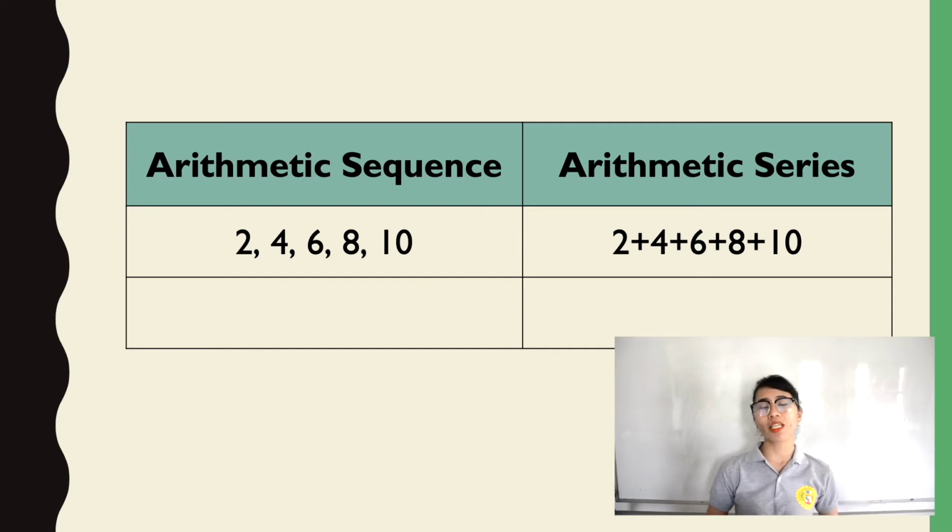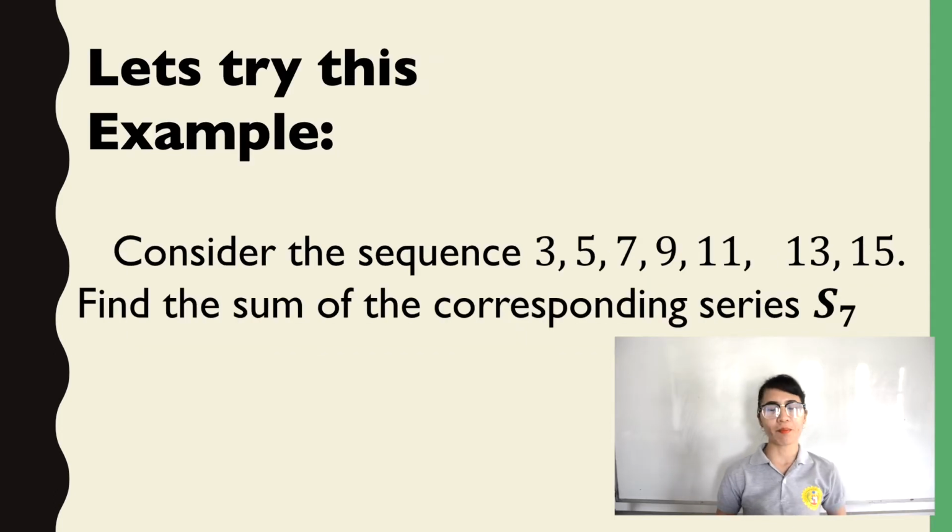For arithmetic sequence, we have 2, 4, 6, 8, 10, while in arithmetic series, we have 2 plus 4 plus 6 plus 8 plus 10. So the series associated with the arithmetic sequence 2, 4, 6, 8, 10 is S sub n is equal to 2 plus 4 plus 6 plus 8 plus 10, where n is equal to 5 because there are 5 terms in the sequence. So let's try this example.